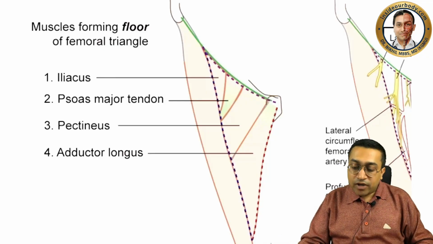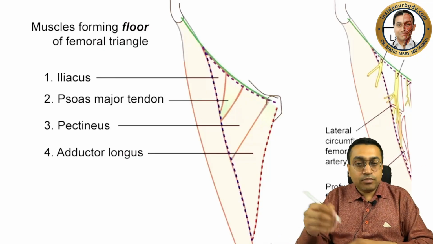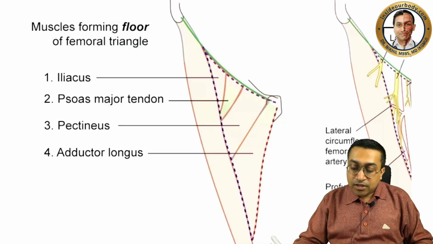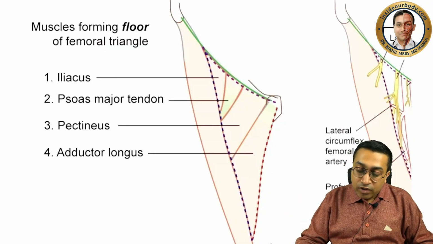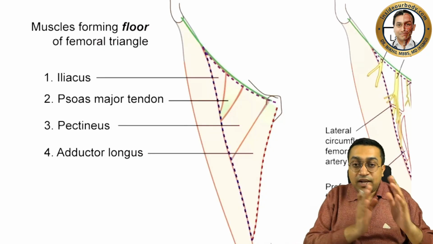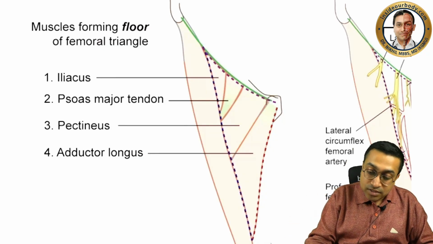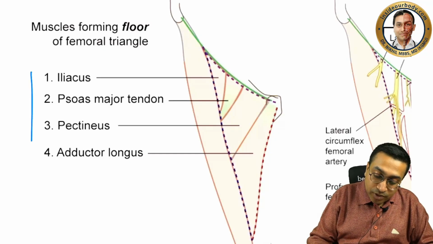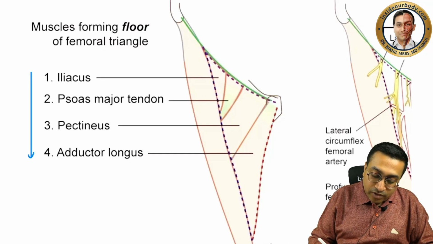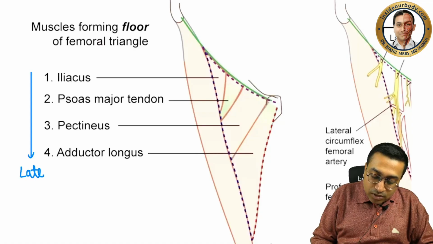Then you have a muscle that is pectineus. We will come to it in a while. Pectineus muscle is in the medial compartment. And then you have the adductor longus. So these are the muscles in sequence from lateral to medial. Remembering this sequence is very important, and the first two are very difficult.